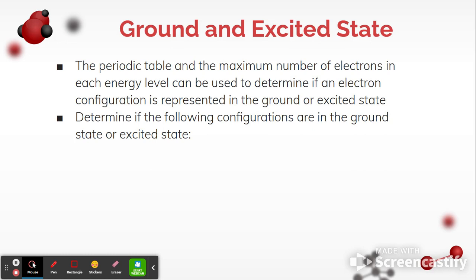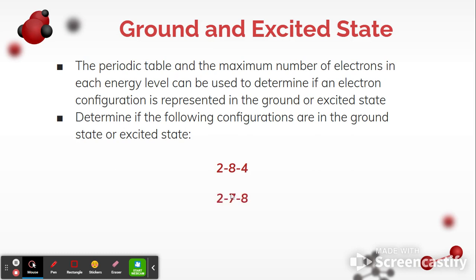The periodic table and the maximum number of electrons in each energy level can be used to determine if an electron configuration is represented in the ground or excited state. Determine if the following configurations are in the ground or excited state. So in this configuration, we have 2,8,4. Now, this would be the electron configuration of silicon. And as we know, the capacity of electrons in the first PEL is 2, and for the second PEL is 8. So since in this depiction there are 2 and 8 in both of those PELs, we can assume this is in the ground state.